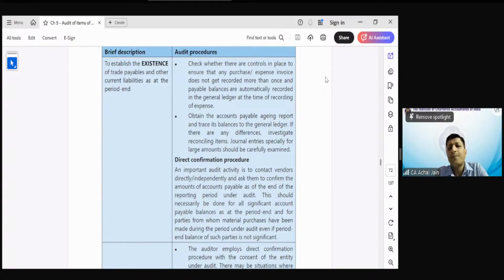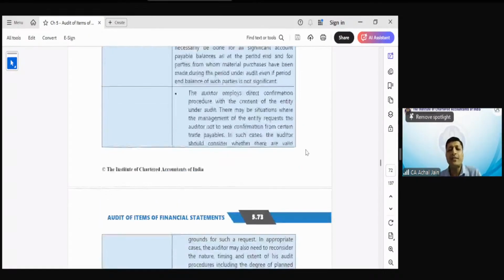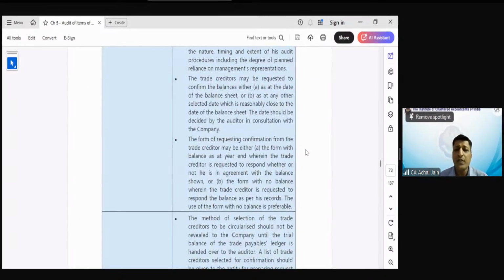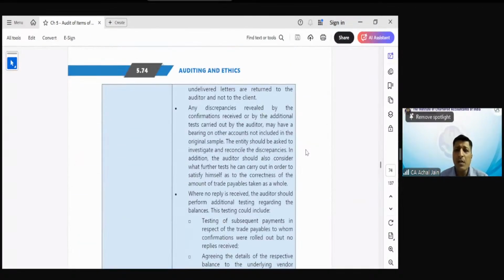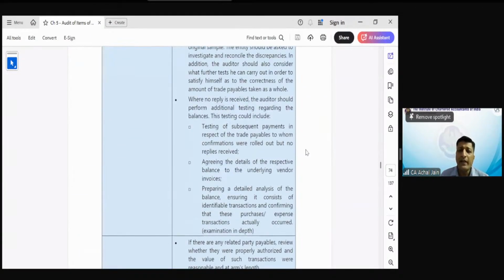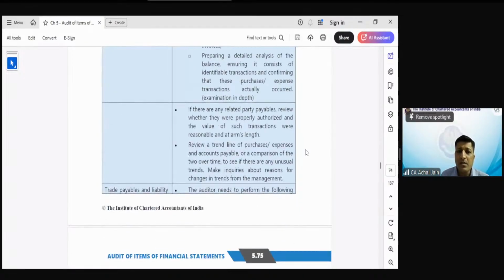Okay, now another procedure I think we have already talked about is the direct confirmation. So once again, I think at length we have discussed this. So moving further, which again needs to be done on a sample basis. You can see that all of these pointers were in relation to the confirmation procedure only.